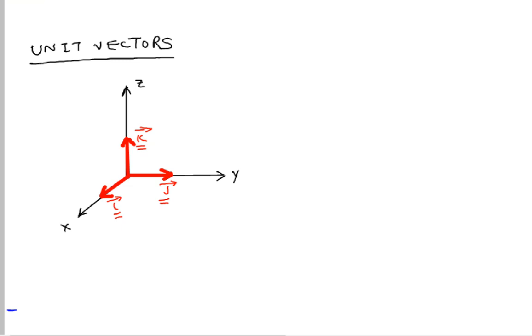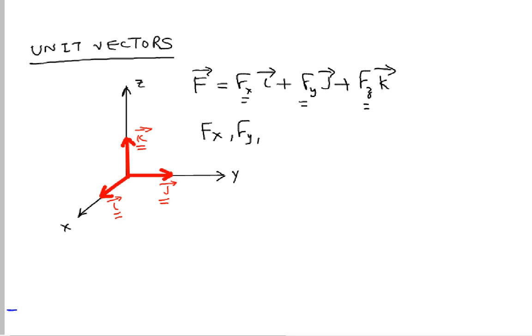Once we understand that, a force F bar we can represent as Fx i bar plus Fy j bar plus Fz k bar, where Fx, Fy, Fz are scalar components along x, y, z. We note that Fx or Fy or Fz can be either positive or negative depending on the orientation of the force. If the force is oriented in a negative direction along x, Fx can be negative. Similarly, Fy, Fz can be either positive or negative.